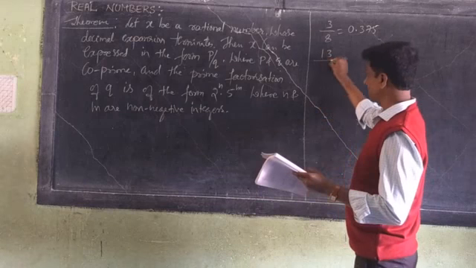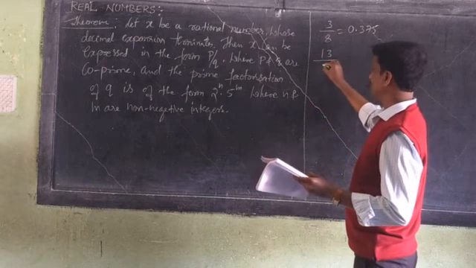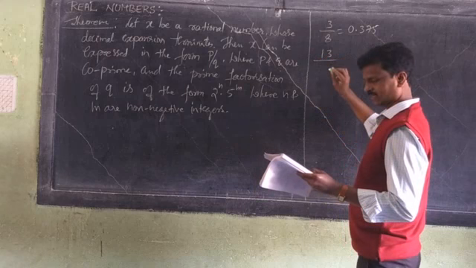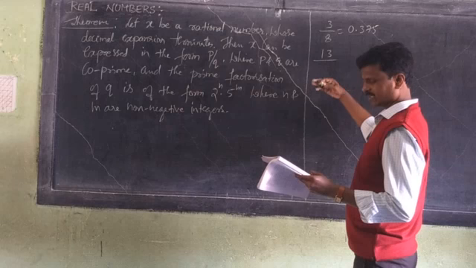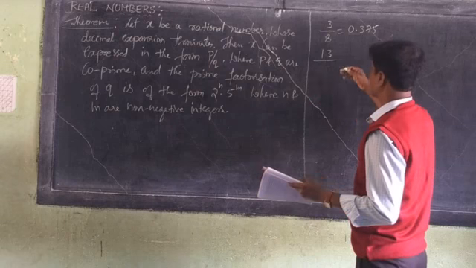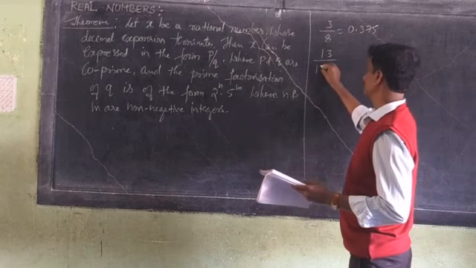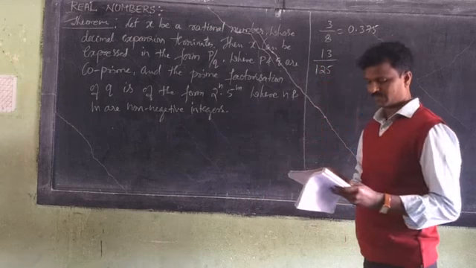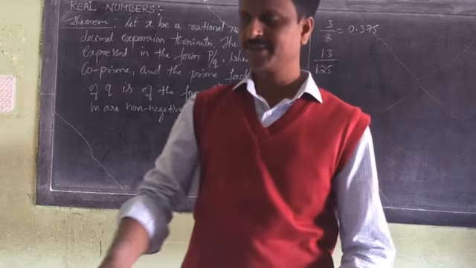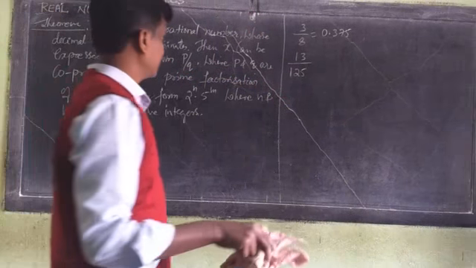13 by 125. So after certain simplification we say this. 13 by 125. You can consider only two examples here. You can write here.